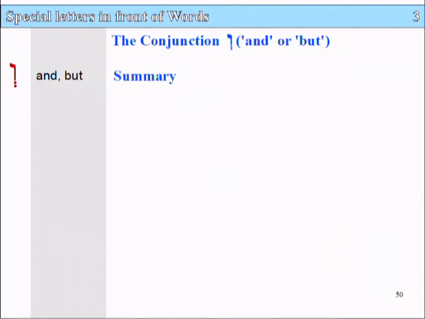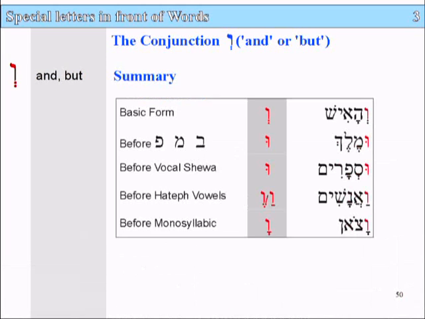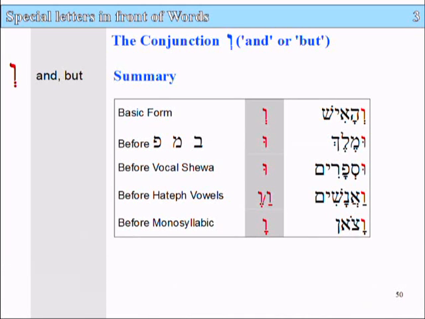Slide 50, lesson 3. Special letters in front of words. The conjunction vav. Summary. So to summarize, we have the vav in front of a word, it means and. There's a number of different vowels associated with it, depending on what sort of word it is in front of and the vowels in the first letter of that word.